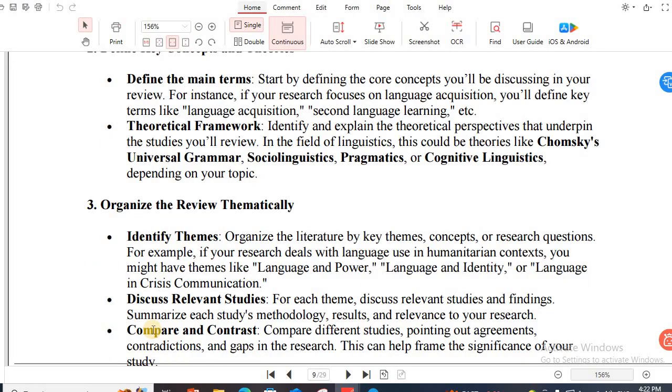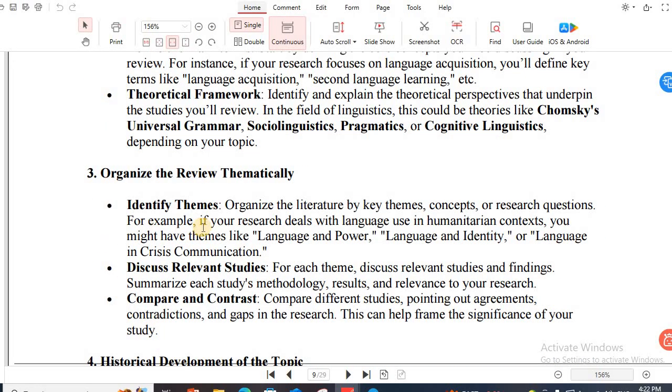Number 3, organizing the review thematically. Identify themes. Organize the literature by key terms, concepts, or research questions. For example, if your research deals with language use in a humanitarian context, you might have themes like language and power, language and identity, or language in crisis communication. This is how to identify themes based on the topic of the research.